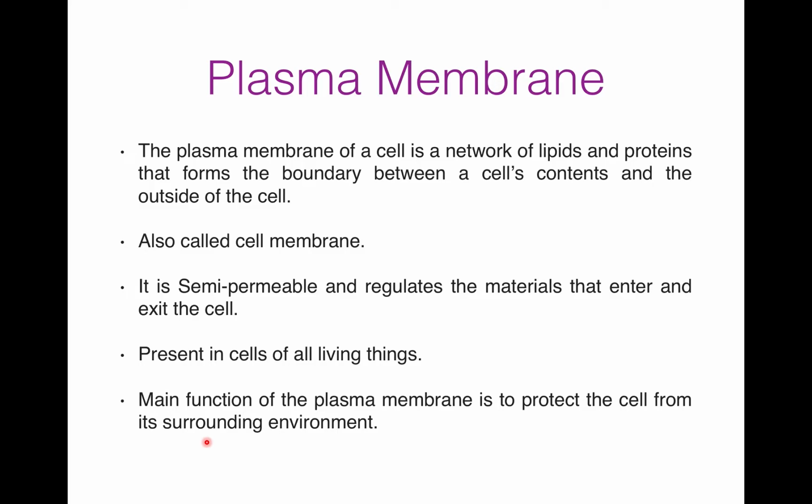Its peculiar functional property is its semi-permeable nature, and it regulates the material that enters or exits the cell. It is primarily meant to regulate the exchange of material between the cytoplasm and extracellular environment. Hence, it maintains homeostasis inside the cell. Additionally, it also helps in synthesis of many macromolecules and the response of the cells to a variety of physical and chemical stimuli. So, the main function of plasma membrane is to protect the cell from its surrounding environment.